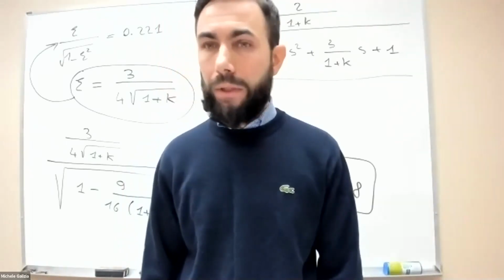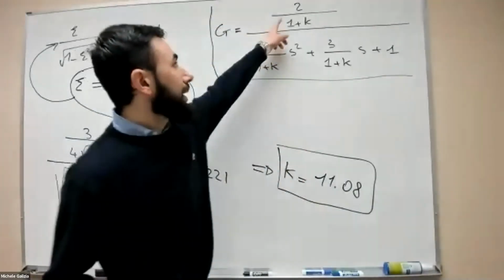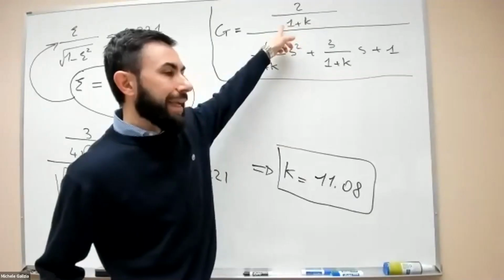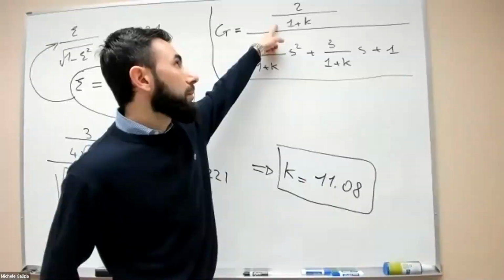I have a question. Yes. So the K that we solved for here is not the same as KP, correct? No. This is a parameter. It's not KP. KP will be, in this case, 2/1 plus K. Make sense? Yeah, that makes sense.